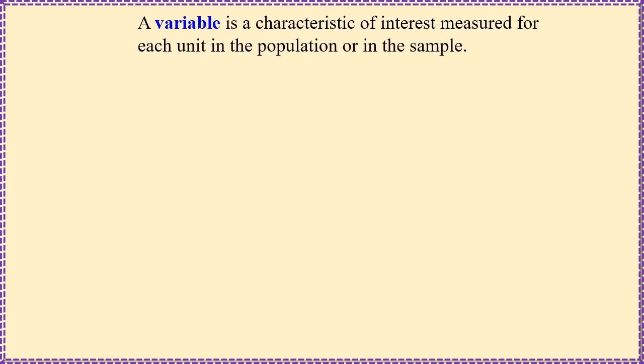A variable is a characteristic of interest measured for each unit in the population or in the sample. What are we interested in? This variable will represent that interest. For example, gender, height, age, eye color, and number of siblings.